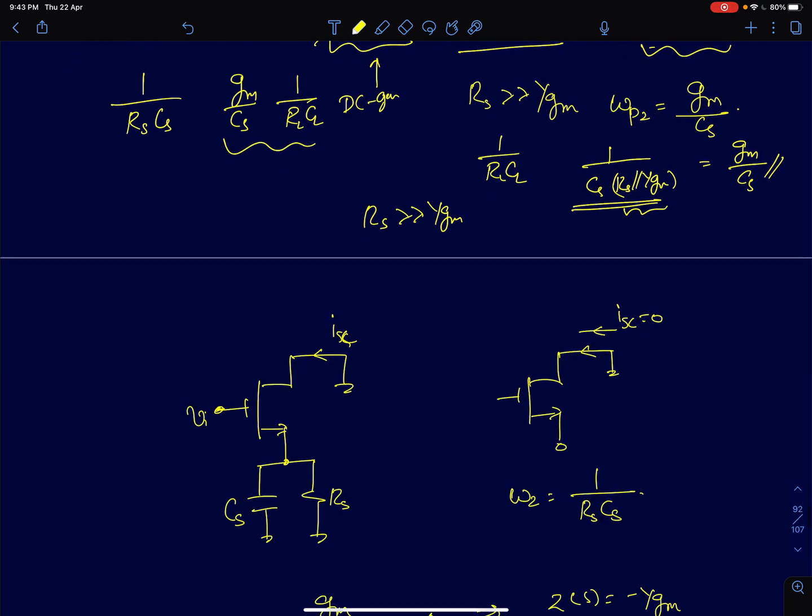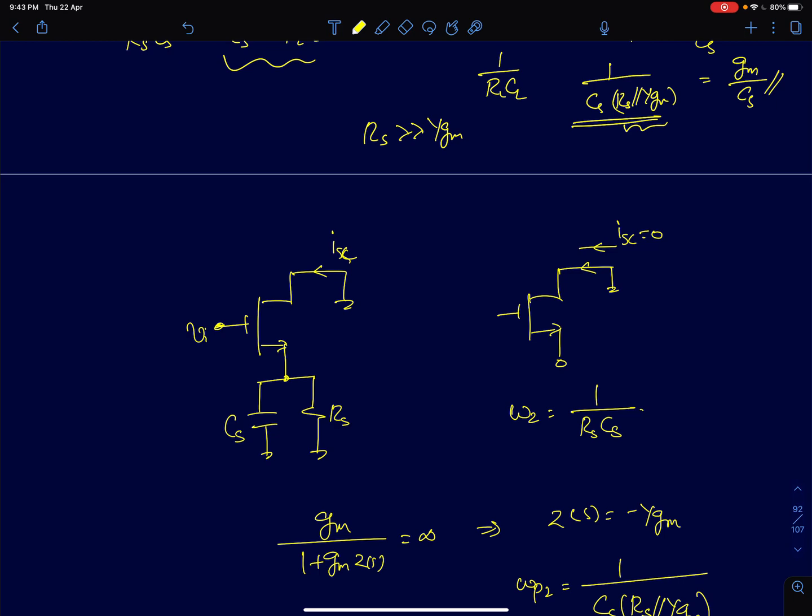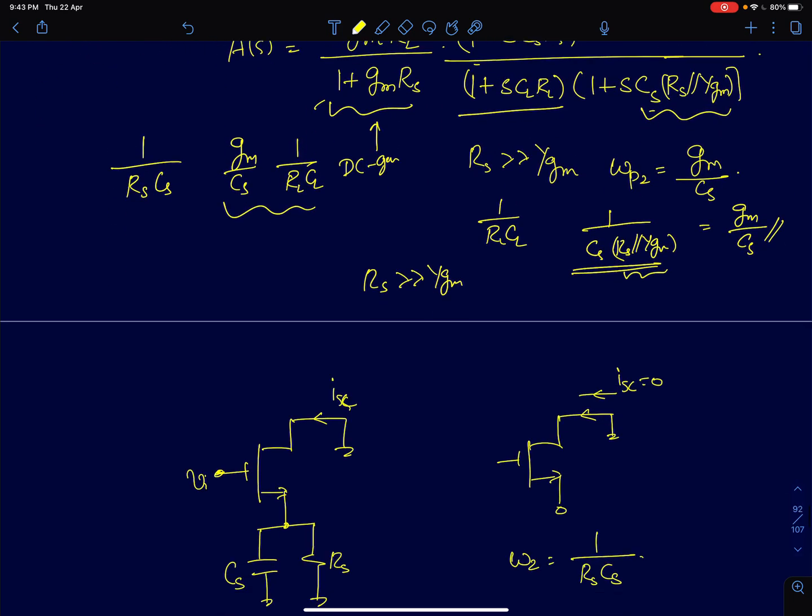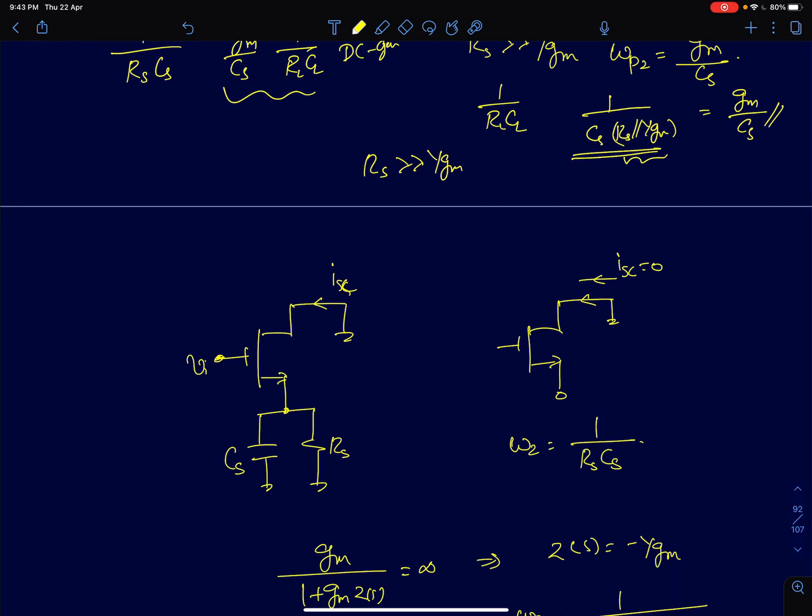I'll very quickly take you through how we analyzed the circuit intuitively. Intuitively we said first find out the short circuit transconductance and then multiply it by the output impedance. So for the short circuit transconductance, the circuit reduces to something of this form. The output is short circuited here, so we'll have to find the short circuit transconductance for this circuit.